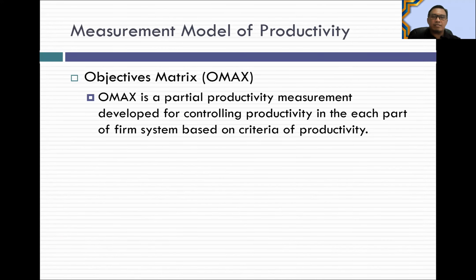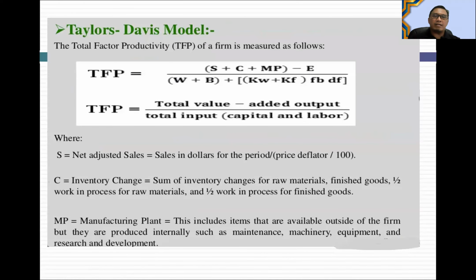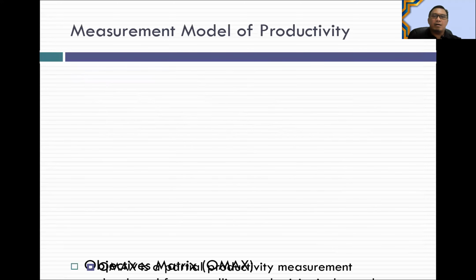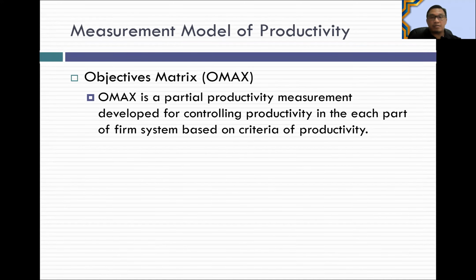All right, now we're going to the next model, what people usually call the objective matrix, or OMAX. OMAX is a bit different from the other productivity models, like Craig Harris, or the models before this one, Taylor Davis and Sumanth. Most of them calculate the total productivity or total factors productivity. But OMAX is, in my perspective, only a model to calculate partial productivity.